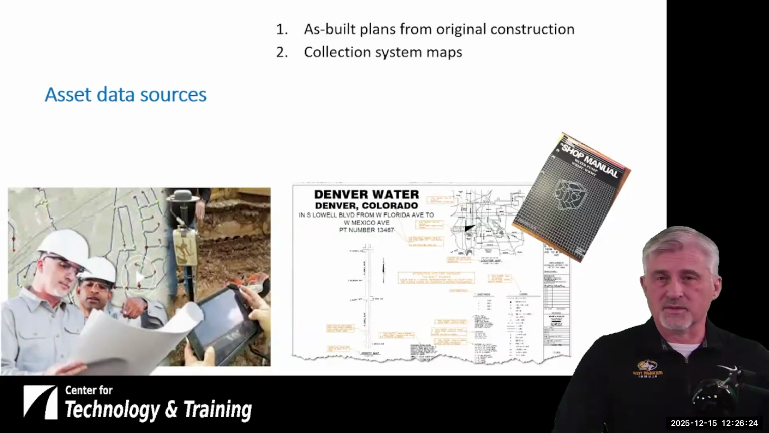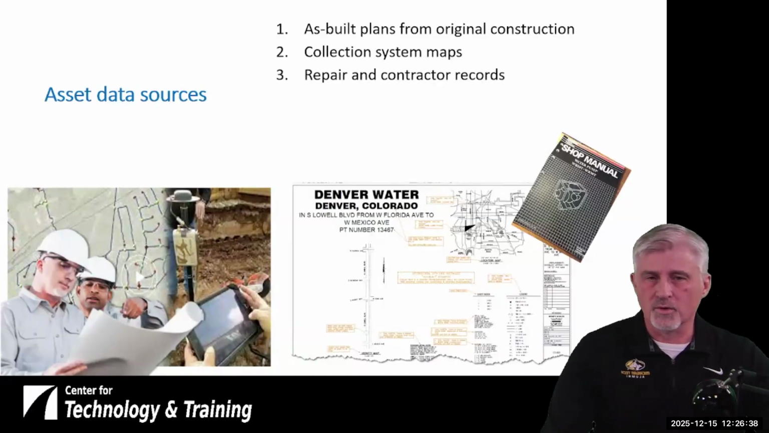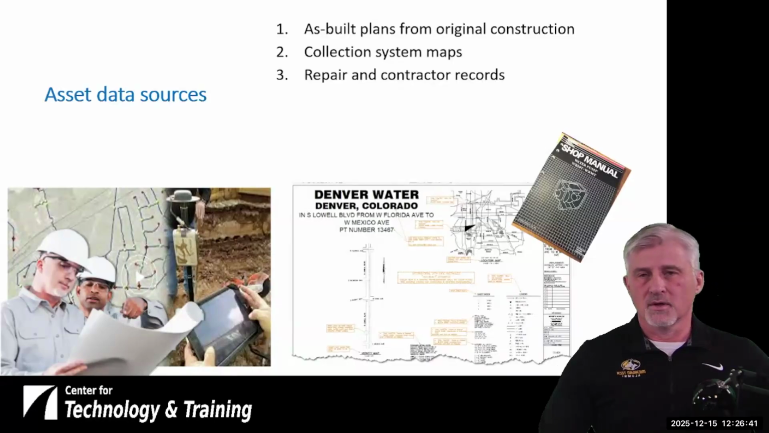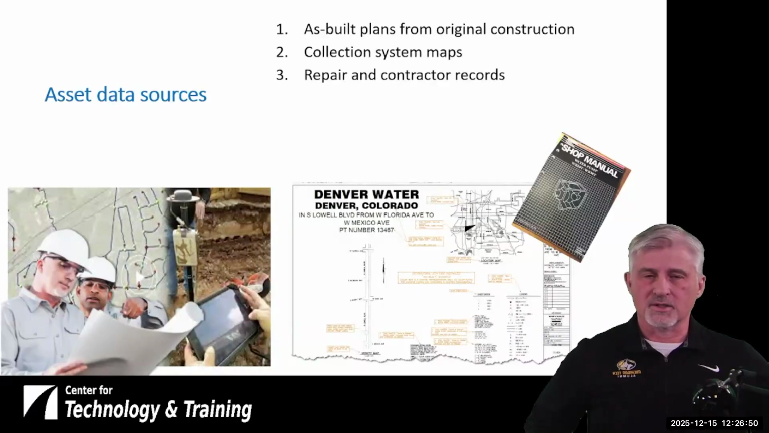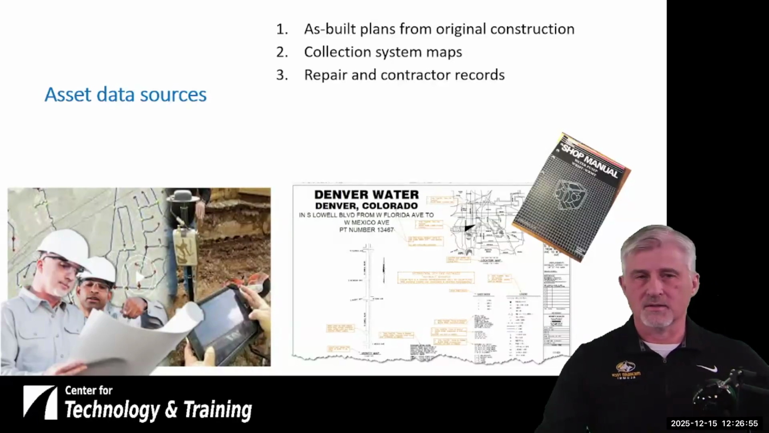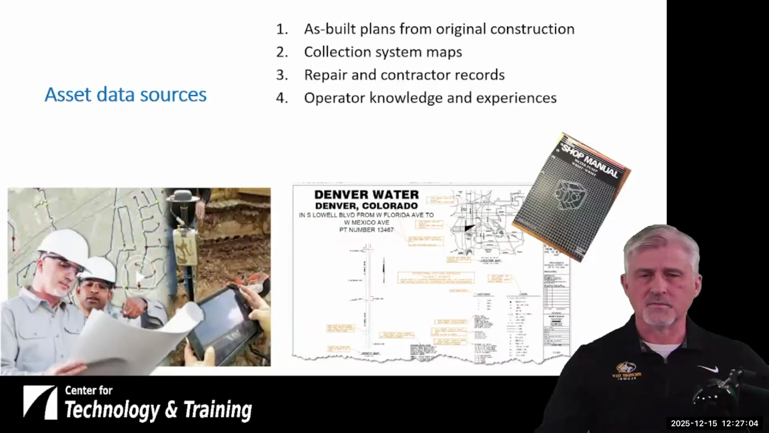You can have collection system maps that show where things are. Could be how many manholes there are, where they're located, things of that nature. Records. Whether you do your own repairs or you've got contractors that do repairs, those records can be really important because they'll speak to whether you have a problem area in your collection system. We're constantly having breaks in our sewer mains in this area or that. And that information is very helpful when we collect information about all these assets.